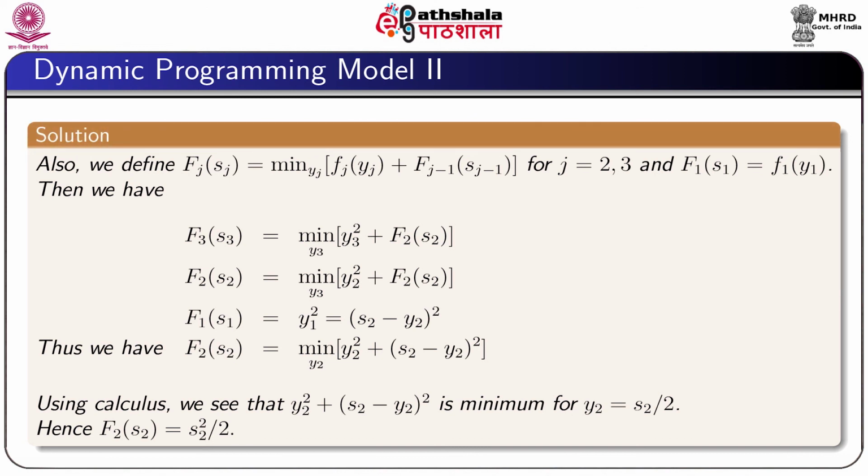Now, we use the calculus method to find the value of y2 which minimizes y2 square plus (S2 minus y2) whole square. And we find that the value of y2 is S2 by 2. Hence, F2(S2) equal to S2 square by 2.